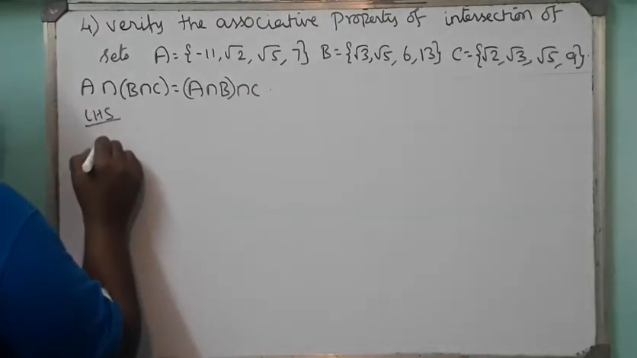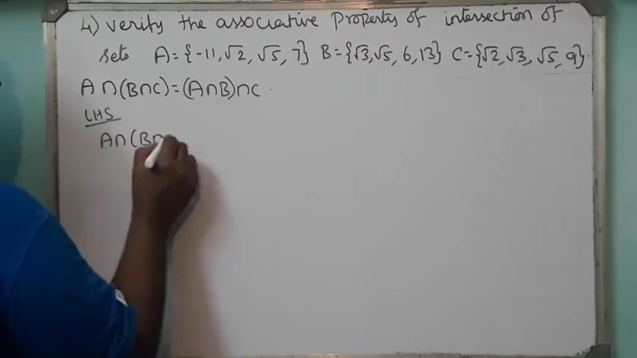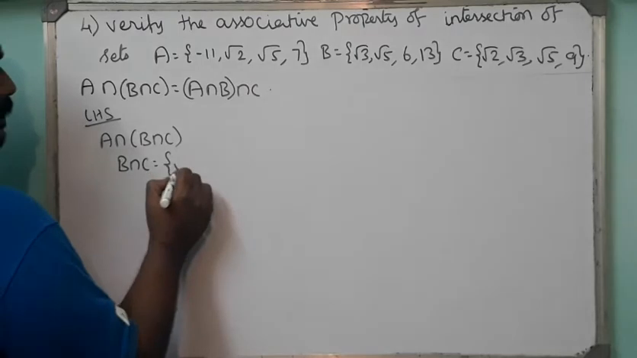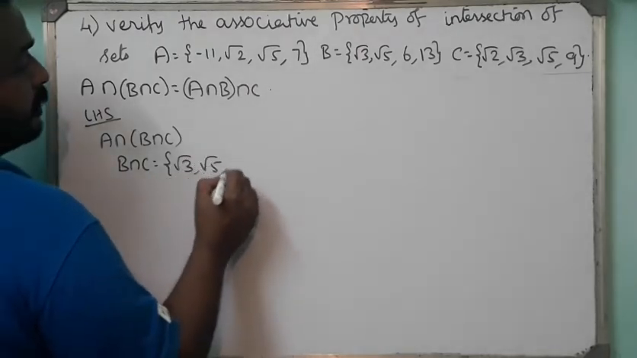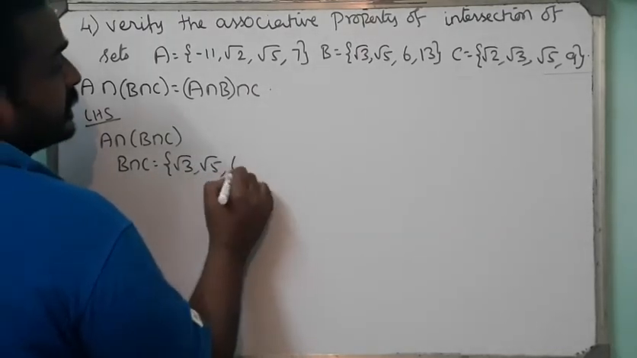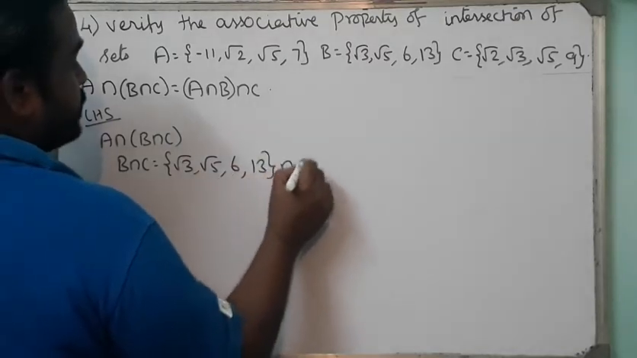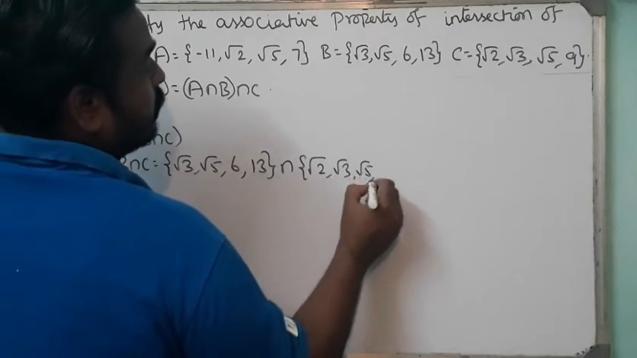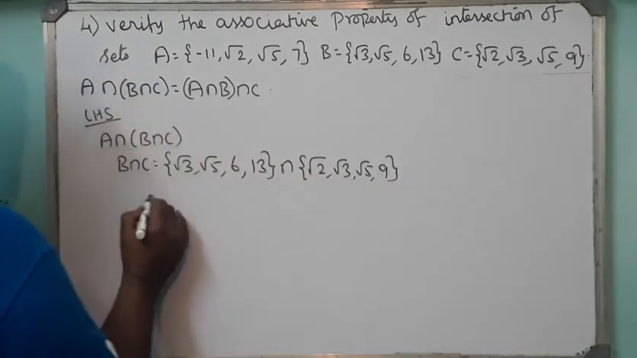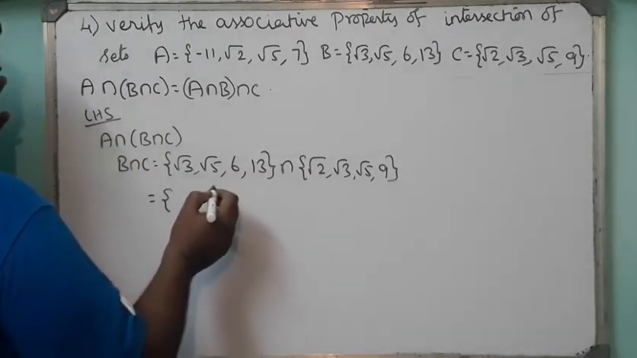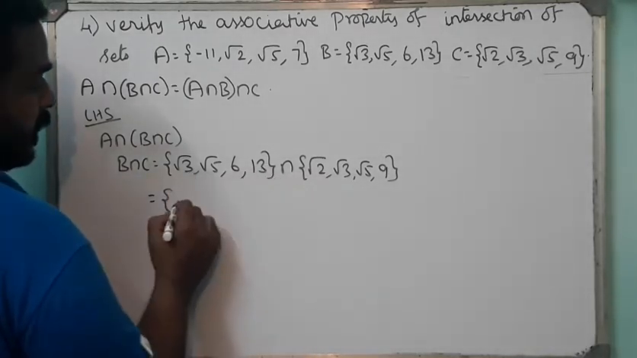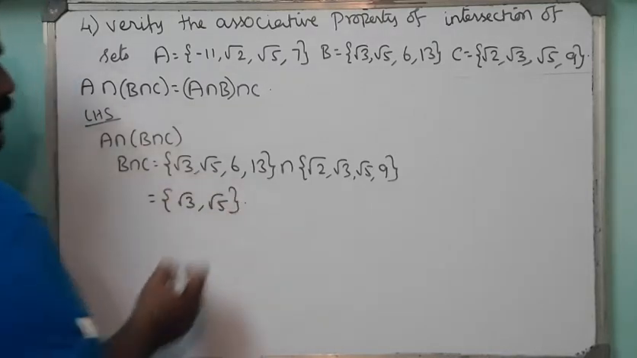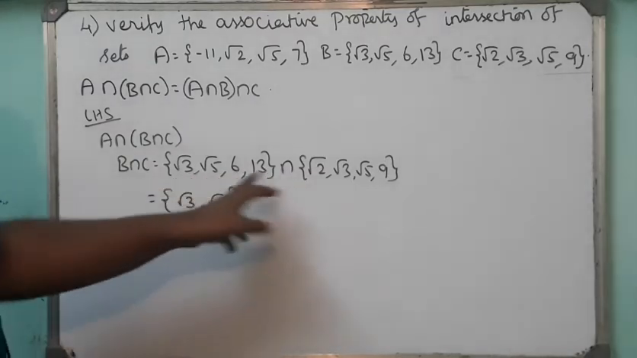Take the LHS now. A intersection B intersection C. What should we put first here? B intersection C. So what is set B now? Root 3, root 5, 6 and 13. Intersection. What is set C now? Root 2, root 3, root 5 and 9. Okay. Then when you put the intersection, what should come? Pick only the common elements. What common elements are there? Root 3 is a common element, root 5 is a common element. Nothing else. These two elements.